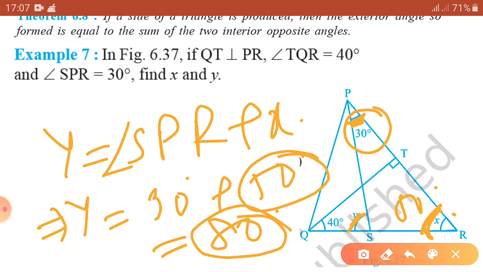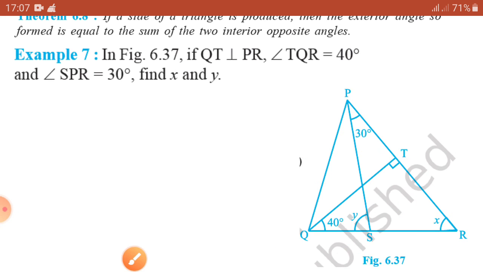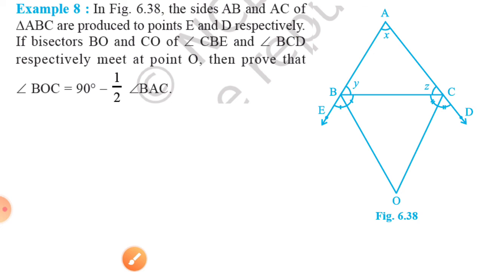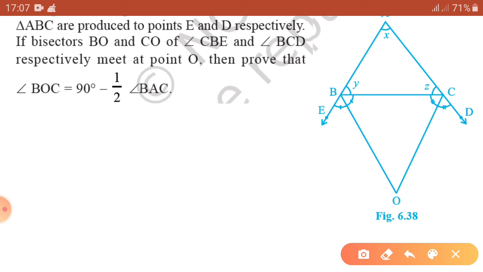Okay, now example 8. Look at figure 6.38. The sides AB and AC of triangle ABC are produced to points E and D respectively. If bisectors BO and CO of angle CBE and angle BCD respectively meet at point O, then prove that angle BOC equals 90 degrees minus half of angle BAC.